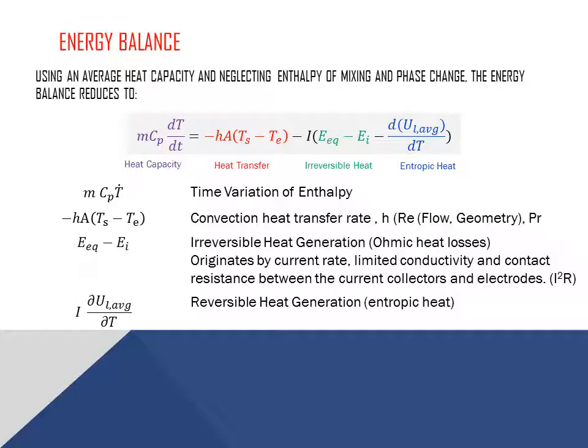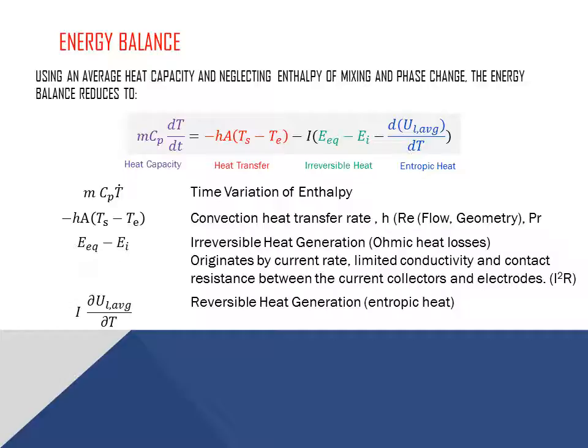The second and third terms on the right-hand side are the irreversible heat generation and the reversible heat generation terms. The irreversible heat generation is caused by ohmic heat losses, and it originates from rate-limited conductivity and contact resistance between the current collectors and the electrodes. This term is proportional to I squared R. The reversible heat generation is also known as the entropic heat, and it might be negative or positive depending on the level of disorder of the system.